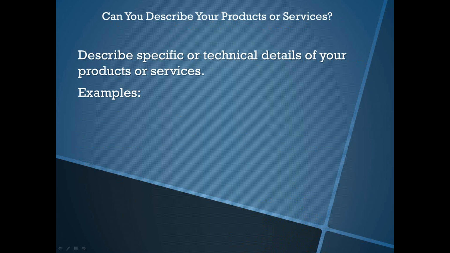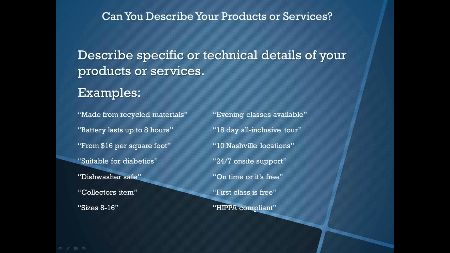Now, you also want to describe your products and services. So if you do have great features like a battery that lasts 8 hours when the competition only lasts 4, or you are a tech support company that has 24/7 on-site support, these are great things that separate you from your competitors again, and you want to list these into your ads.